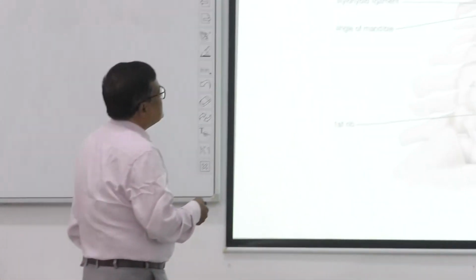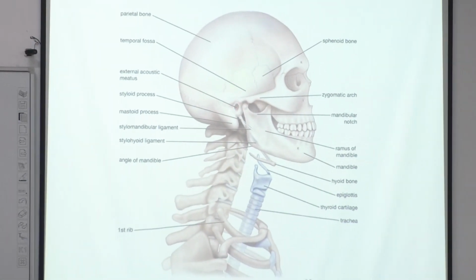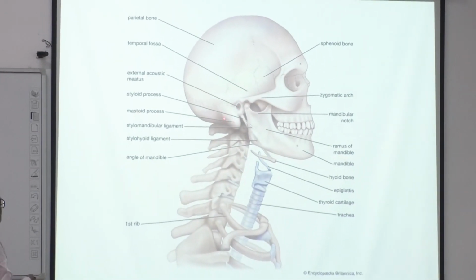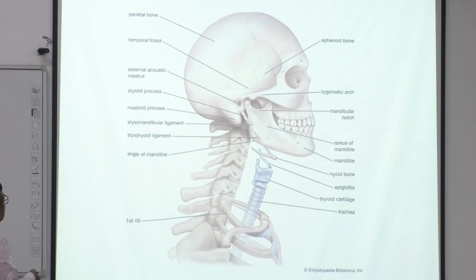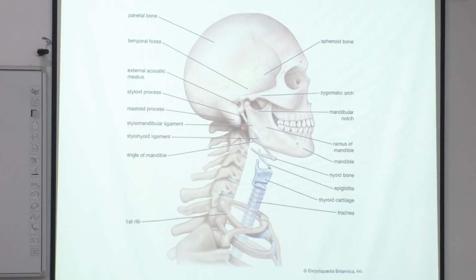This is the mastoid process. This is the styloid process. This is the tympanic plate, external acoustic meatus. Then the superior nuchal line. This is the cervical vertebrae. There are 7 cervical vertebrae, C1, C2, C3, C4, C5, C6 and C7. Then the first thoracic vertebra. So it is the backside bony structure. This is the spine of the vertebra. These are the transverse processes of the vertebra.